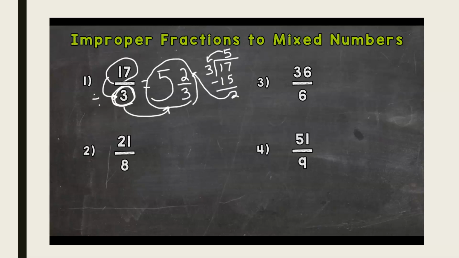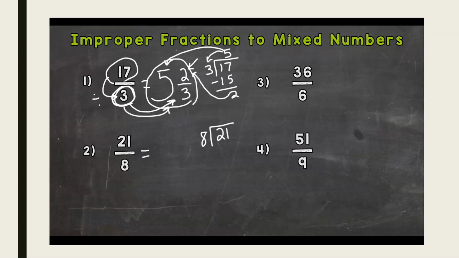So again, the division problem, 17 divided by 3. The whole number, we got 5. The remainder, we got this 2 right here. And we keep the denominator the same. So let's hop over to number 2, or down to number 2, 21/8. The first thing we need to do is divide 21 by 8.